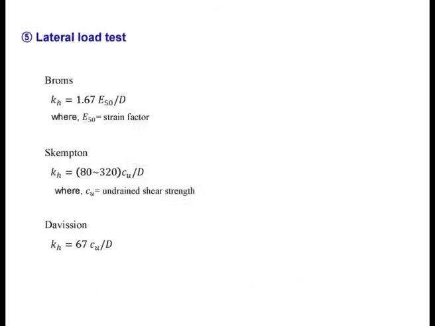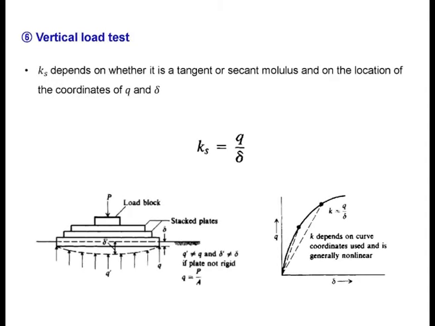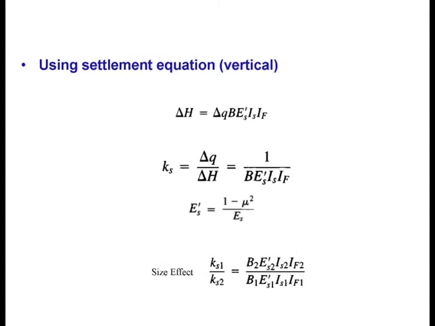For Broms, Skempton, and Davisson, they proposed empirical values, or you can use the same as vertical, but here, vertical and horizontal look almost the same. That's why I include the vertical cases here along with some simple equations. Then you calculate this value, and depending on the different size, you can calculate these using the simple equations there.